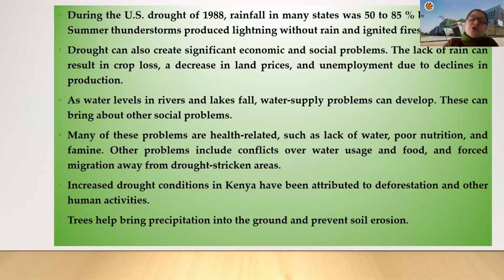And we should not cut the trees because also to feed the nation.